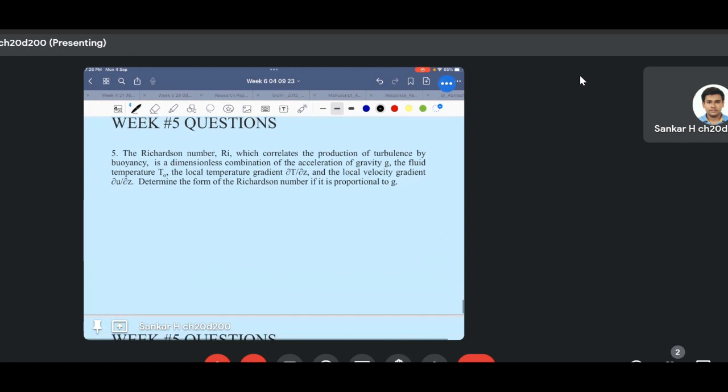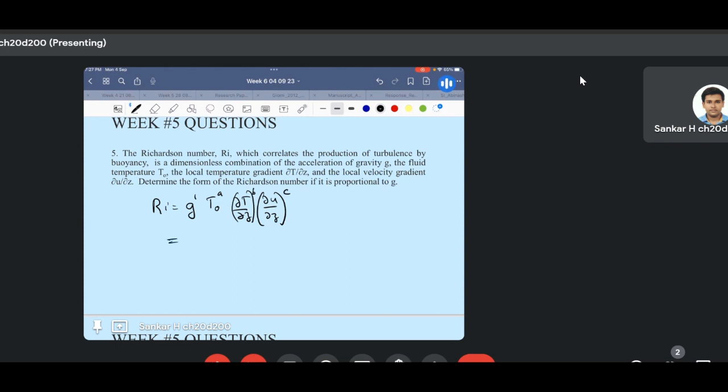The Richardson number, which correlates the production of turbulence by buoyancy, is a dimensionless combination of acceleration due to gravity G, the fluid temperature T naught, the local temperature gradient dou T by dou Z, and the local velocity gradient dou U by dou Z. Determine the form of the Richardson number if it is proportional to G. So it is proportional to G to the power 1, T naught to the power A, dou T by dou Z to the power B, and dou U by dou Z to the power C.